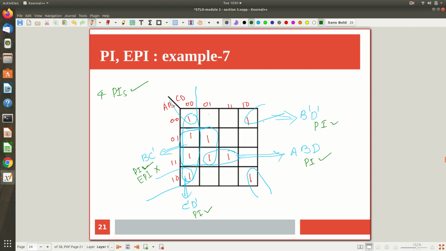Now what about this one? This one is making it special. This one also. So this is an essential prime implicant. Now what about this ABD? That is also essential, because of this particular one. This is also an essential prime implicant. And what about this one? Which grouping is it?